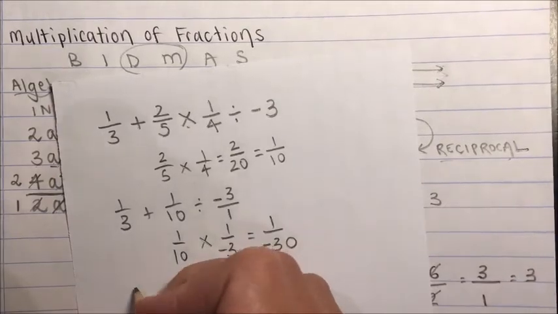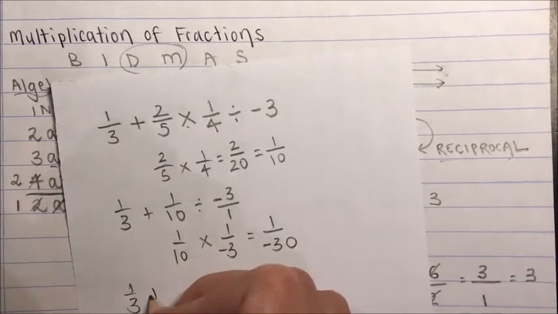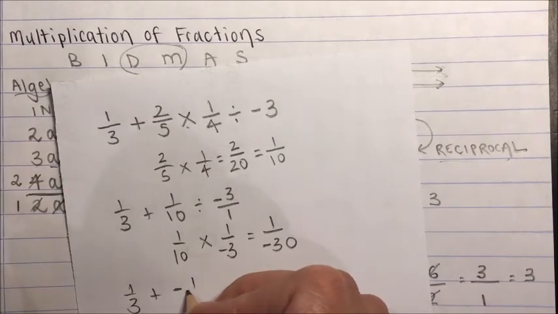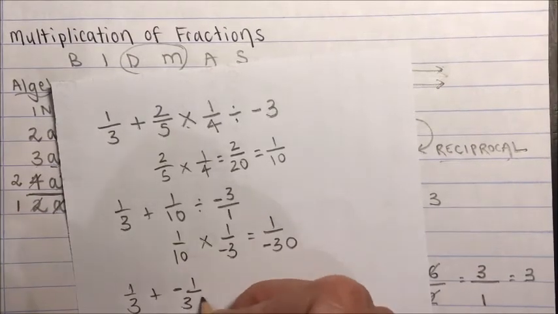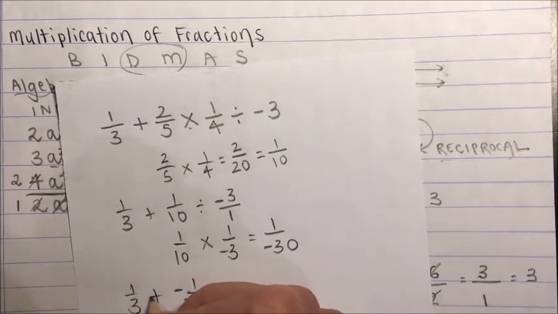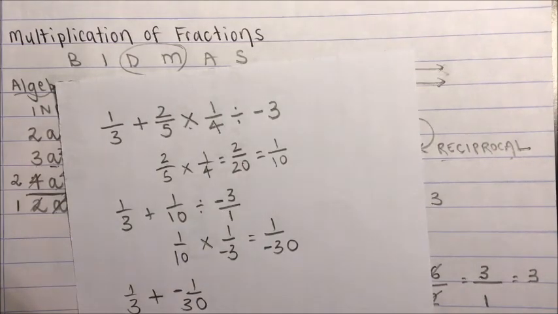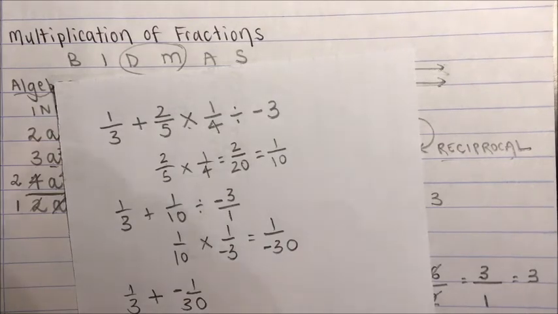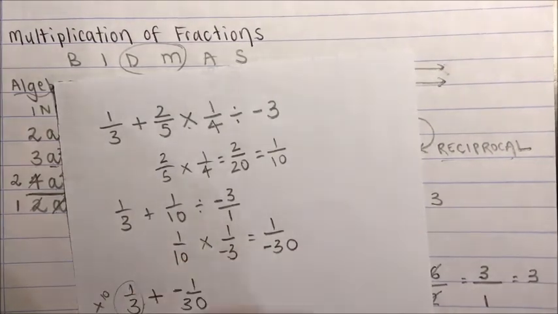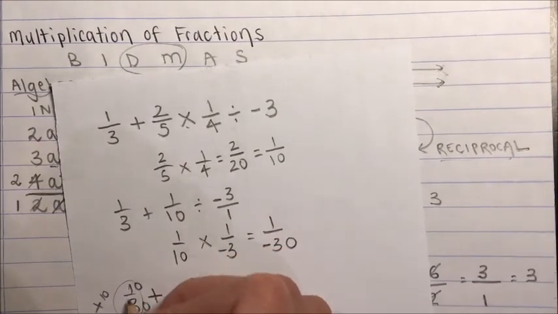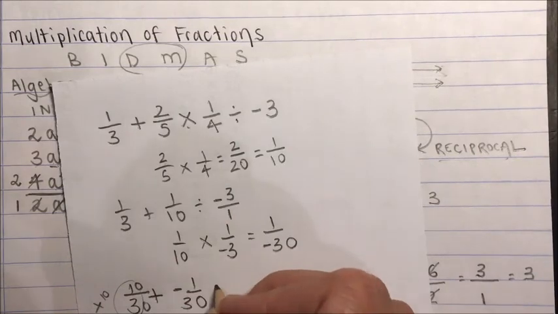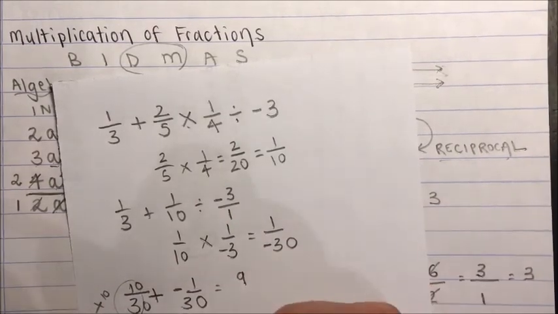All right, so now I've got 1/3 plus -1/30. And I can see already when I'm doing addition and subtraction, I need to create a common denominator, and I can see already, I just times that one by 10. So to do that, pop on a 0, pop on a 0, I don't even need an extra line. So 10 plus -1 equals 9.